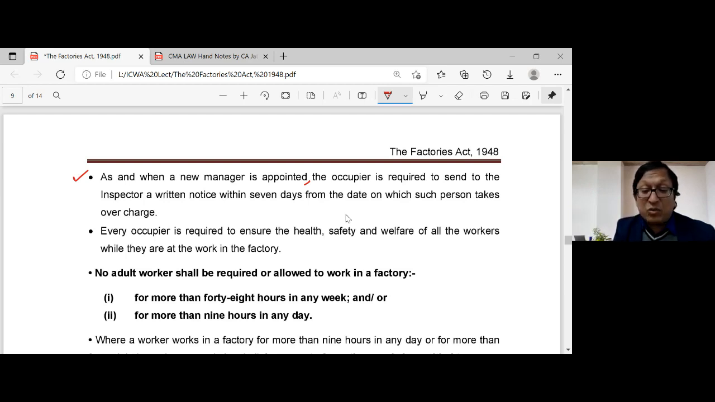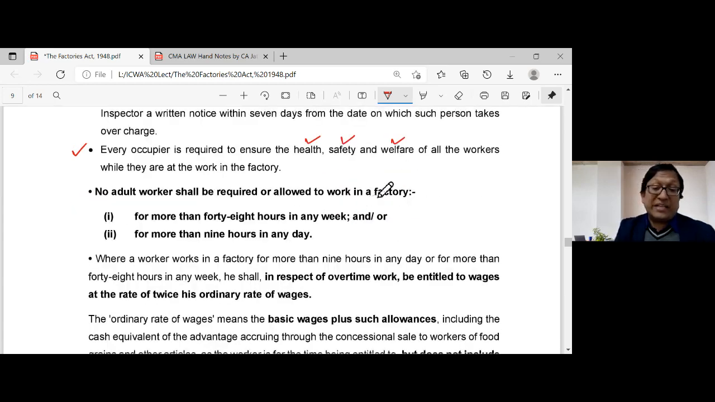Every occupier is required to ensure the health, safety and welfare of all the workers. I told you, it is the duty of the occupier to ensure the health, safety and welfare of all the workers employed in the factory. Now I'm coming to one practical condition on which a question can come: no adult worker shall be required or allowed to work in a factory for more than 48 hours in any week, and 9 hours per day.